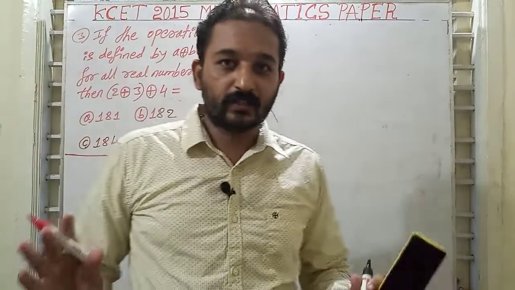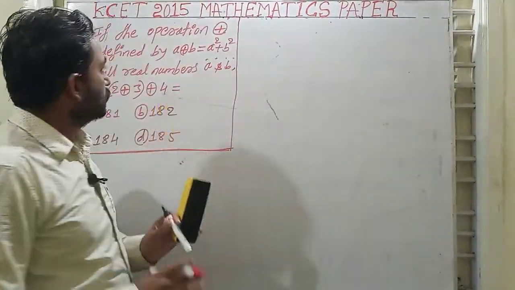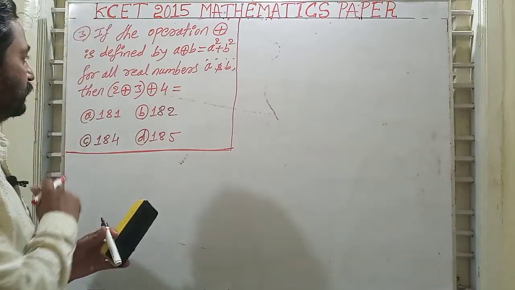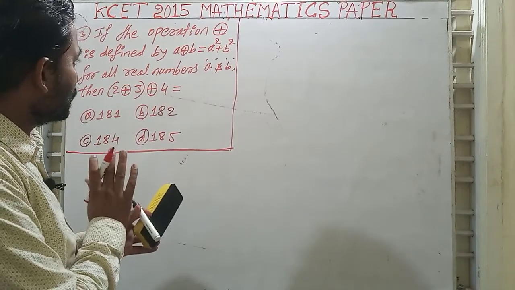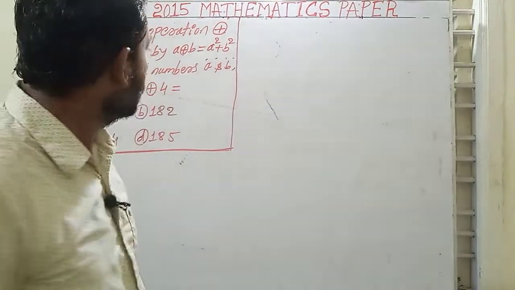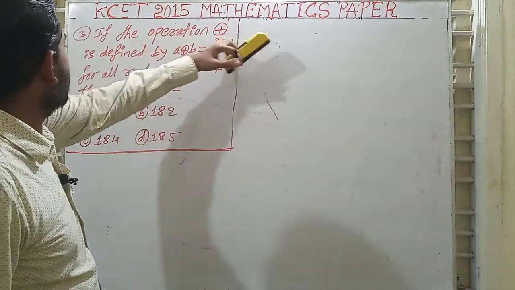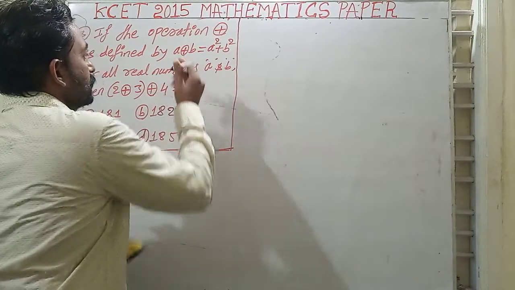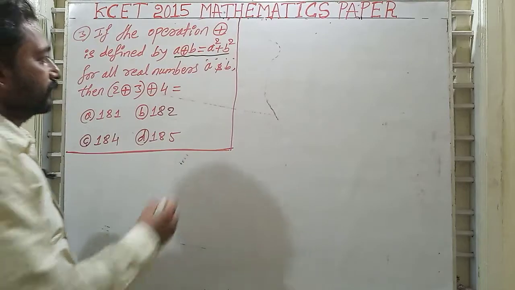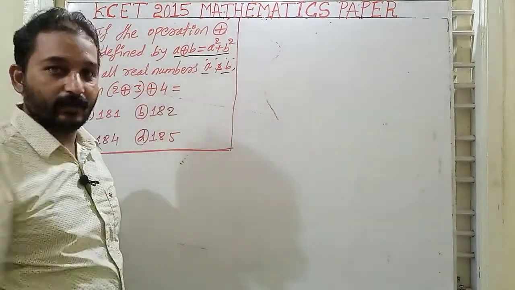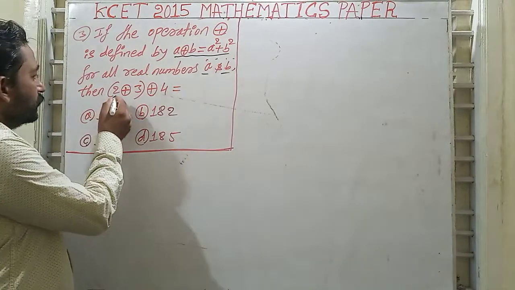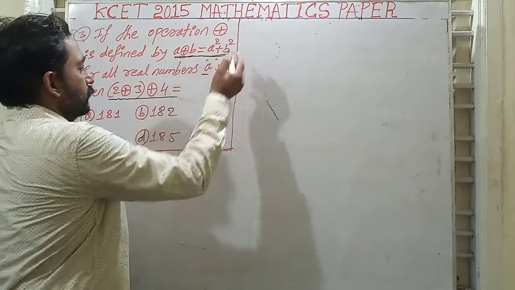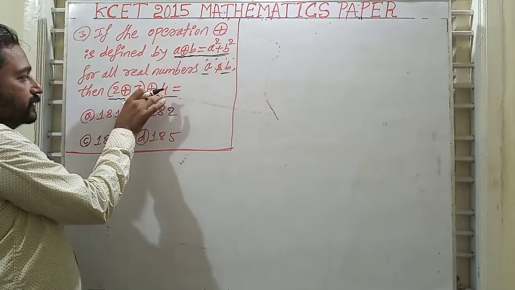So now let us move on to the next question, question number 3. This question is based on the chapter relations and functions, particularly binary operation. So a plus b, here in this case the operation plus is defined by a plus b equal to a square plus b square for all real numbers a and b. So a, b are any real numbers. Then find 2 plus 3 plus 4. So this is what we have to find, and this is the given fact. Using this given fact, we have to find this value.